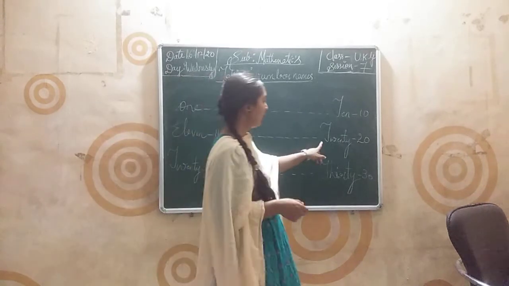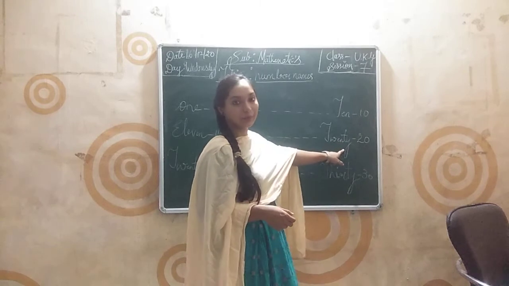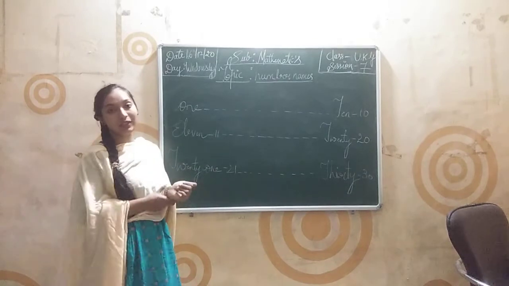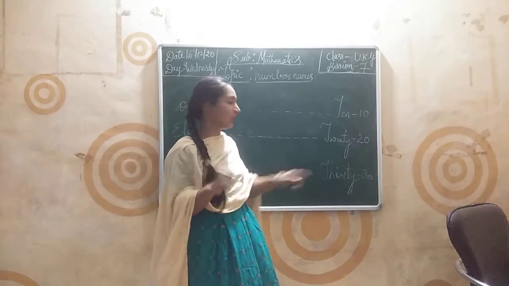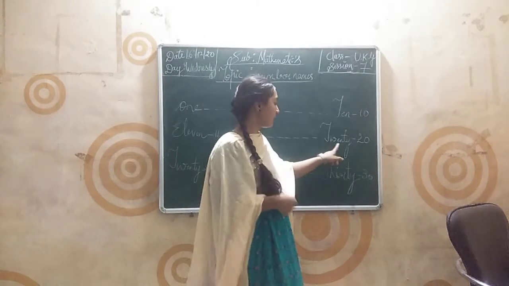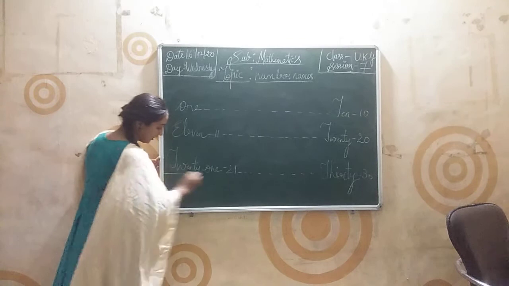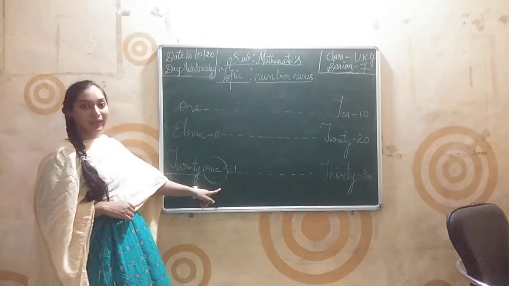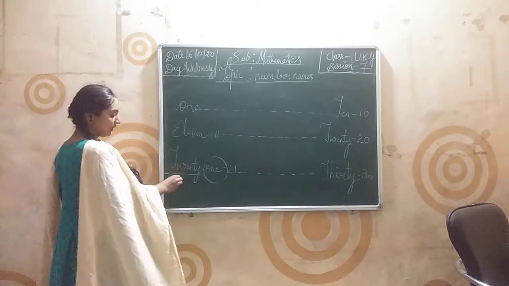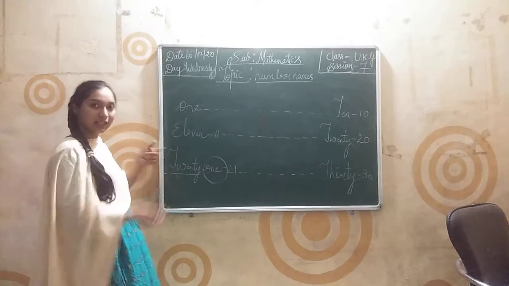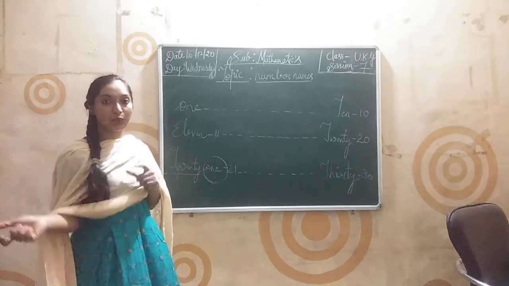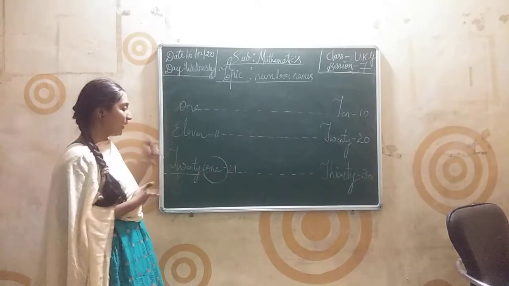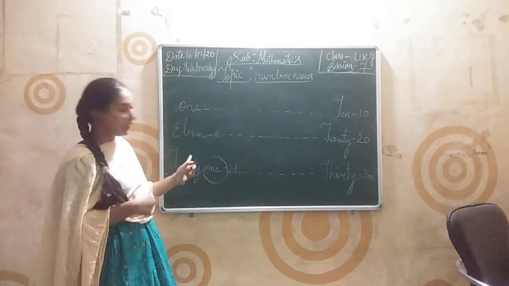Next, the spelling of 20 is TWENTY. If we want to write 21, children, you have to remember the spelling of 20. If you write the spelling of 20 and add only 1, then it becomes 21. Same thing for 22: write the same spelling and add the spelling of 2. All these we did in the previous class, right? So, friends, we have to practice this number range up to 30.